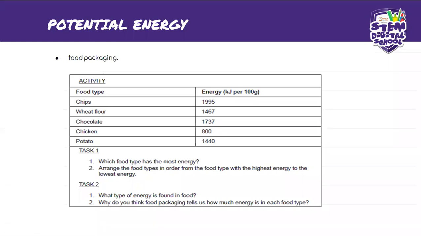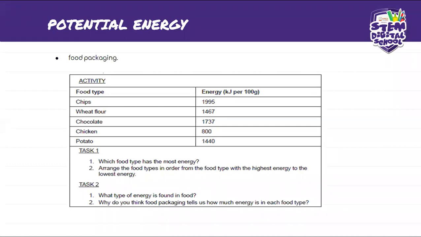I have chips, which is about 1995. I have wheat flour, which is 1467. I have chocolate, which is 1737. I have chicken, which is 8800. And I have potato, which is 1440. Now the following question says, which food type has the most energy?